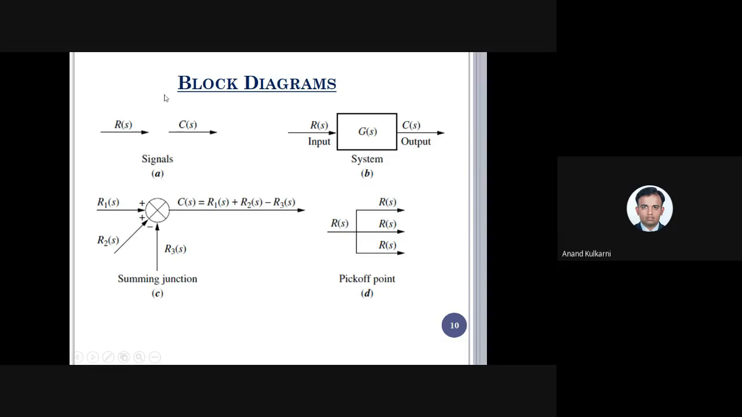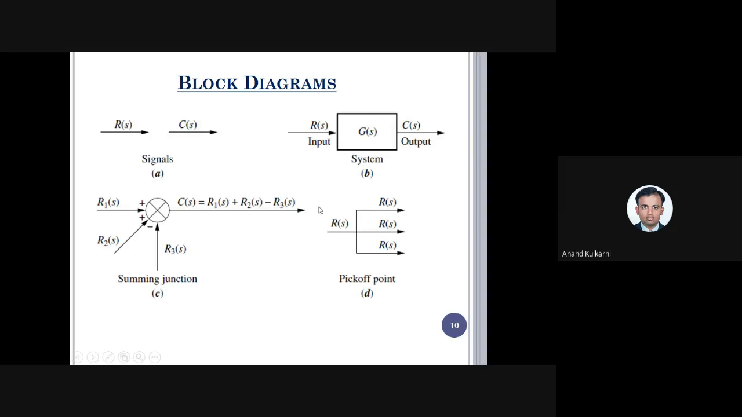Now here, what are the basic things? As in the first case, the first are the signals, so R of S and C of S. Remember, henceforth in our block diagram problems, R of S is going to be represented as the input signal, and C of S is going to be represented as the output signal. Just as in this case, we have R of S as the input, C of S as the output, and system G of S is going to represent the transfer function of this entire system.